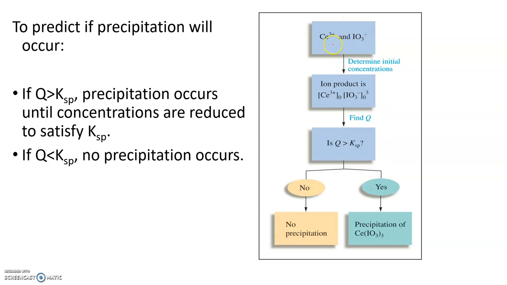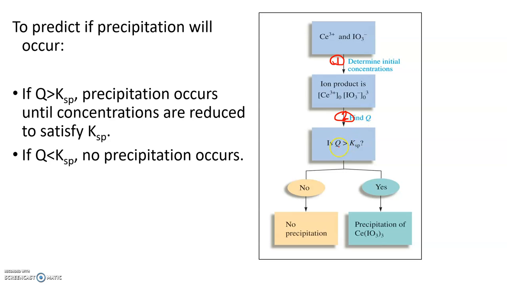If you had two ions, let's say the cerium ion and the iodate ion, and someone asks, will a precipitation reaction occur between these two ions? We would first, as step 1, determine the initial concentrations, and you would have to be given information in the question to do that. Once we have that, we determine the ion product. Essentially, we're going to find Q. That's our step 2.